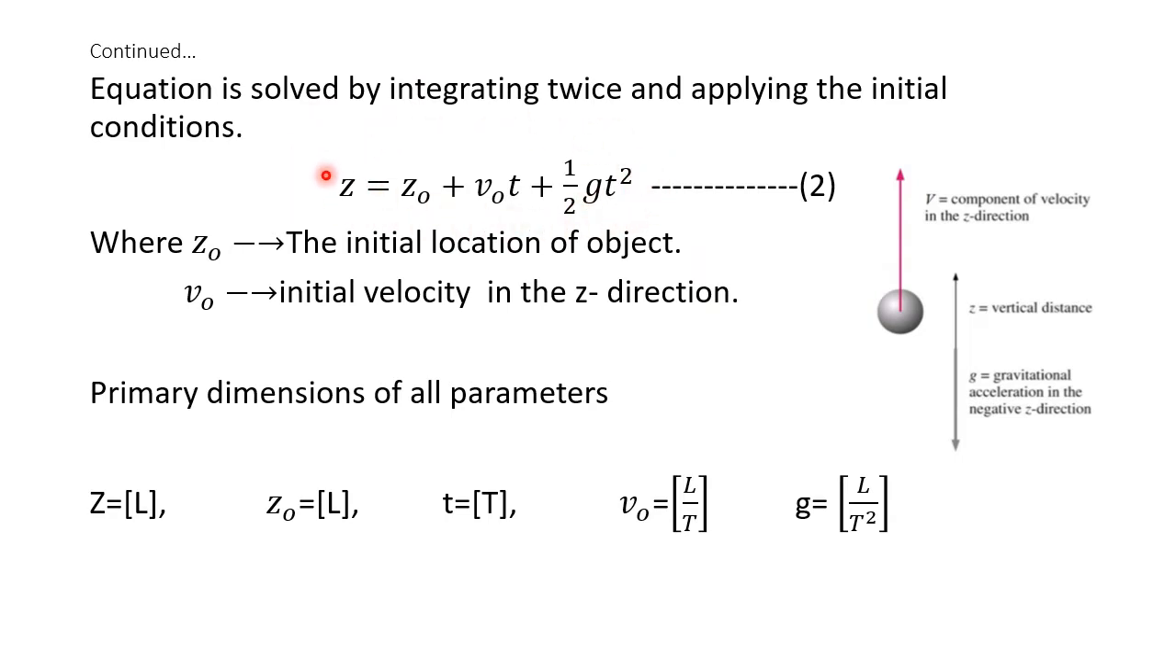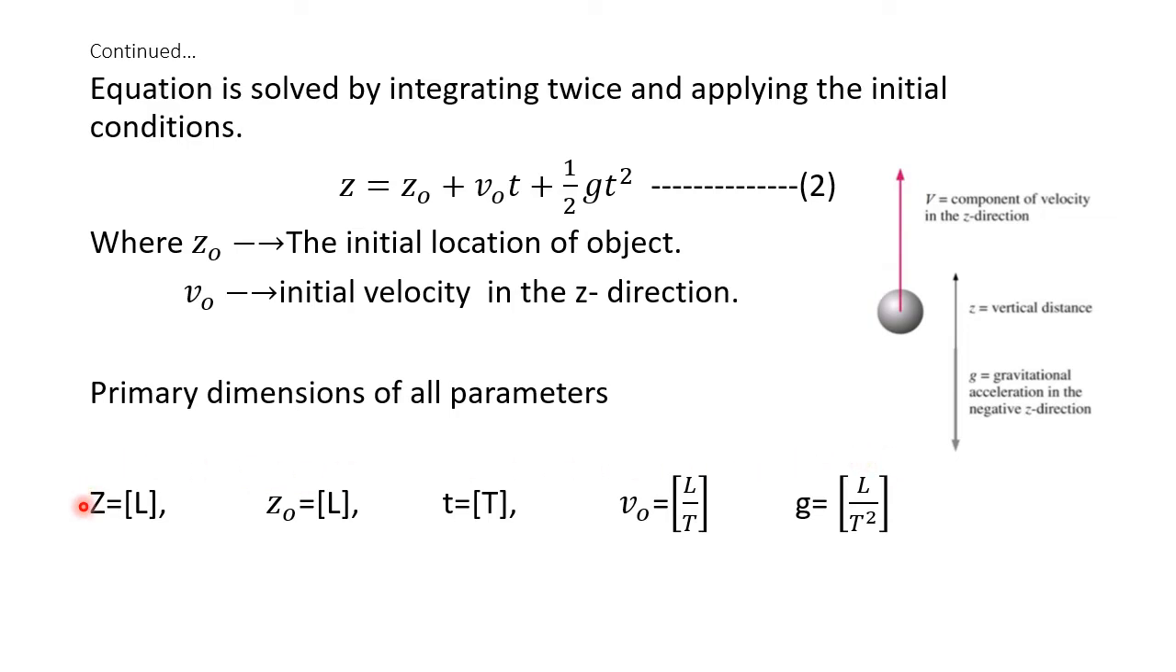So what are those initial conditions? Those initial conditions are z0 and v0. What is z0? Z0 is the initial location of the object and v0 is the initial velocity in the z direction. So here we have 5 parameters, that is z, z0, v0, t and g. Okay, so we have written the dimensions of all the 5 parameters.